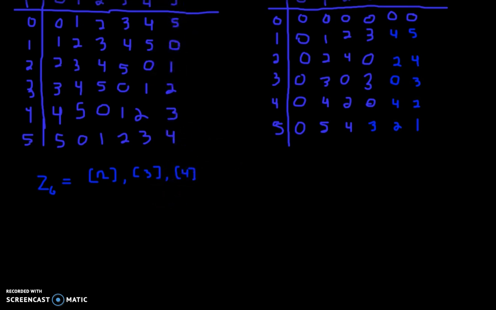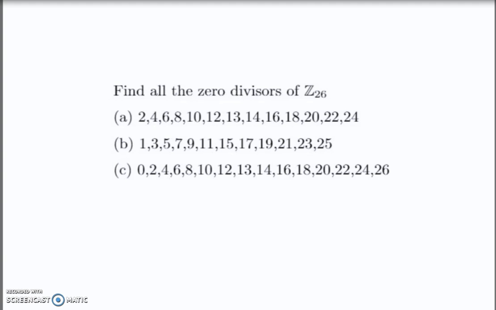So let's jump to our first concept check. It says find all the zero divisors of Z mod 26. Feel free to pause the video, try to answer it, and come back to it when you're ready.